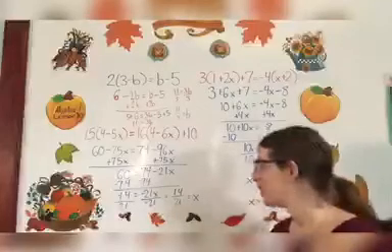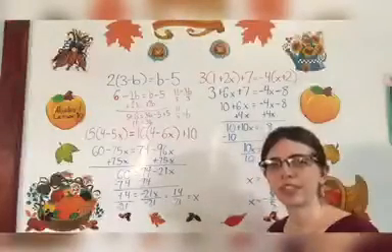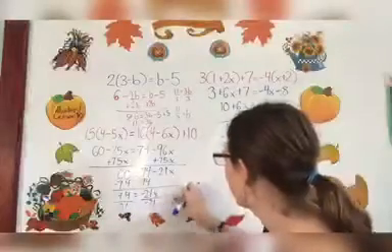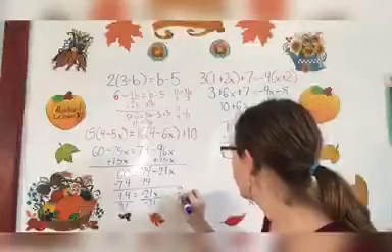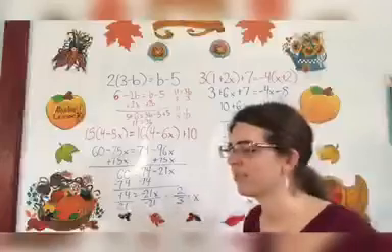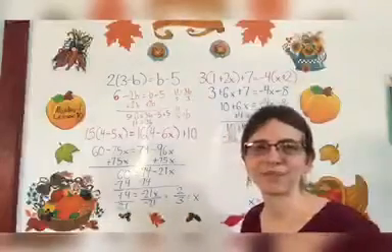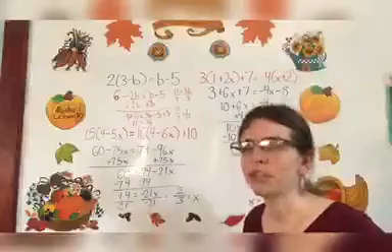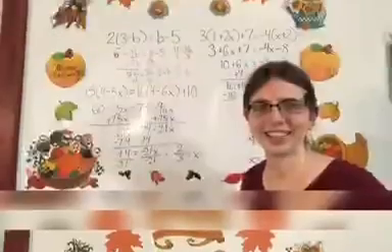No, because I can reduce. 7 goes into both 14 and 21, so it becomes 2/3. All right? That's your answer. Okay, I have a couple more to show you, so hang in there for just a second.